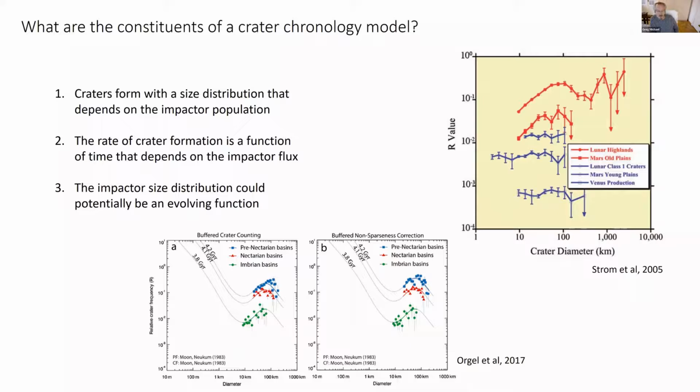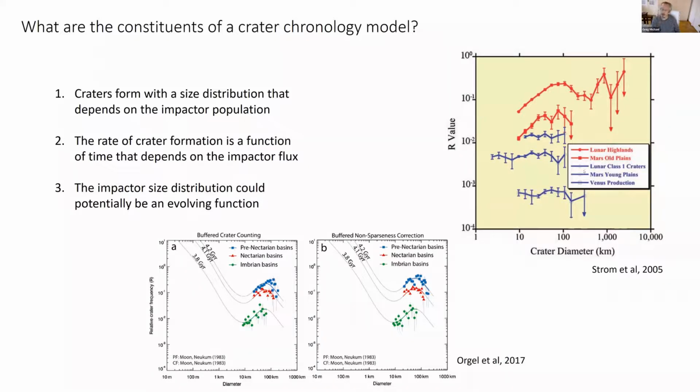And a third important point to understand, and it's been the subject of discussion over the whole period of crater dating studies, is whether the impactor size distribution could be an evolving function with time. So has the impactor population changed since the time of the early solar system? And of course, that is perfectly possible. And so this plot you see on the right is probably the strongest proponent of the idea of changing impactor population with time.